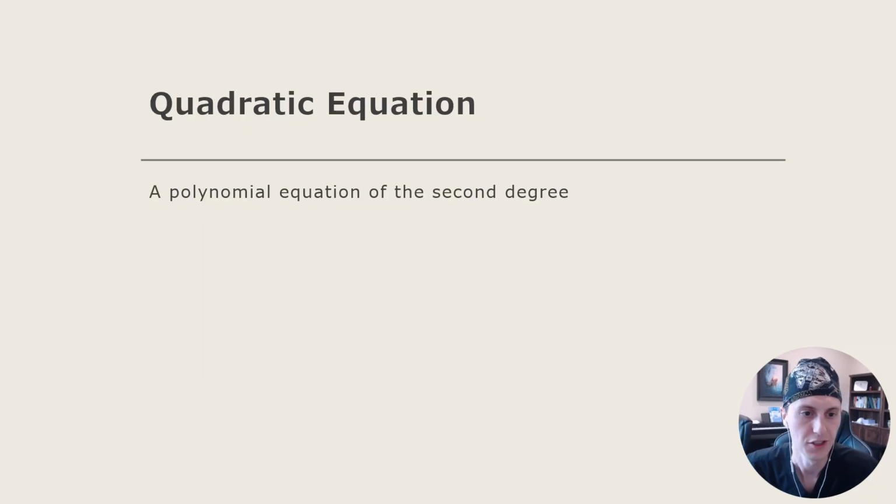So first, the definition of a quadratic equation is a polynomial equation of the second degree. In other words, it is an equation with multiple numbers, thus polynomial, and includes a power of 2, like x squared, as the highest exponent.